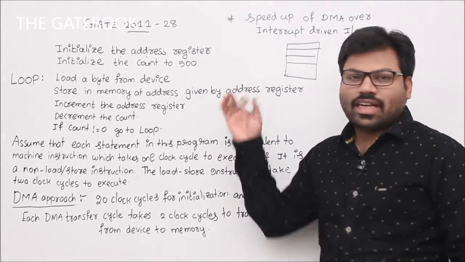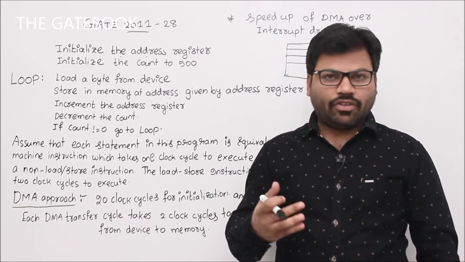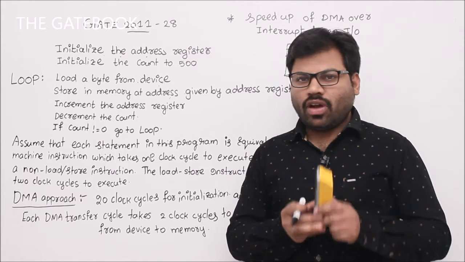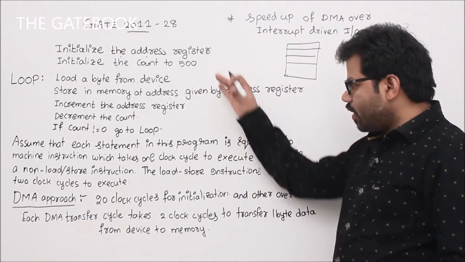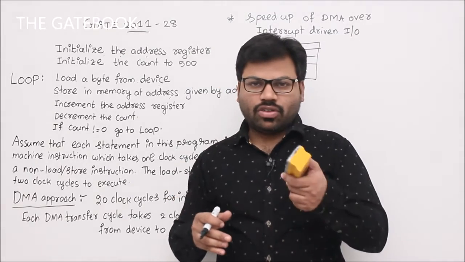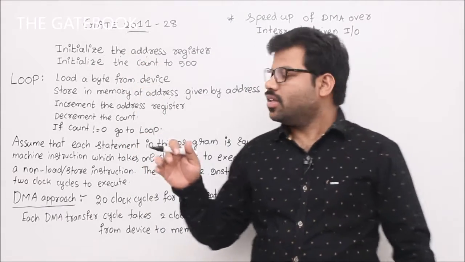Let's see this question which is asked in GATE 2011 paper. By solving this question, we try to understand the difference between interrupt driven IO and direct memory access. So first of all, we see this question. Already you know the question, right? Please read it. After that, try to understand the solution.